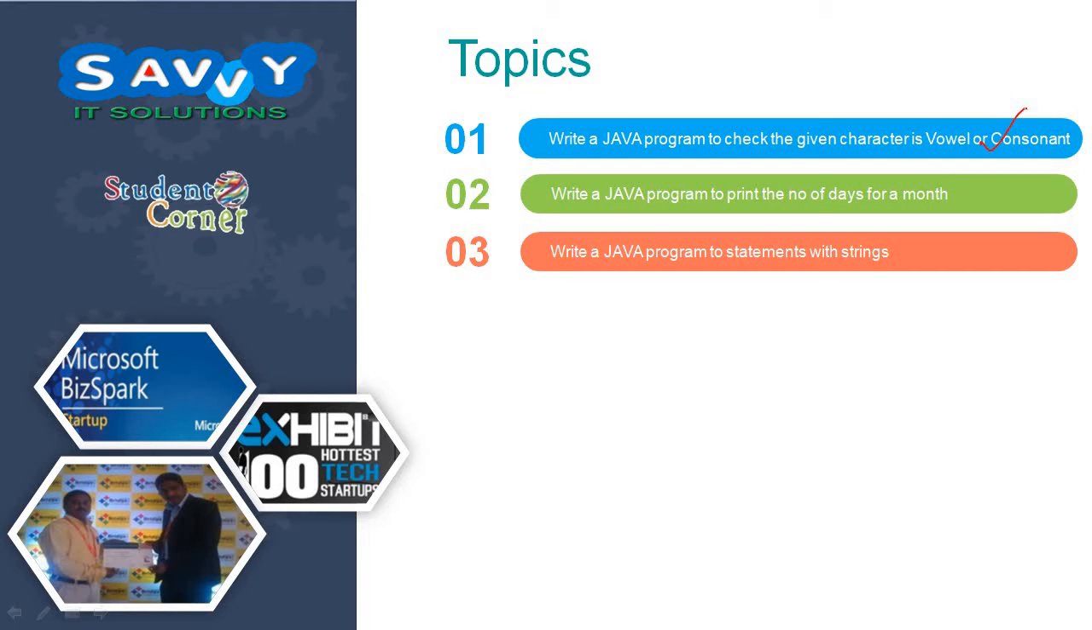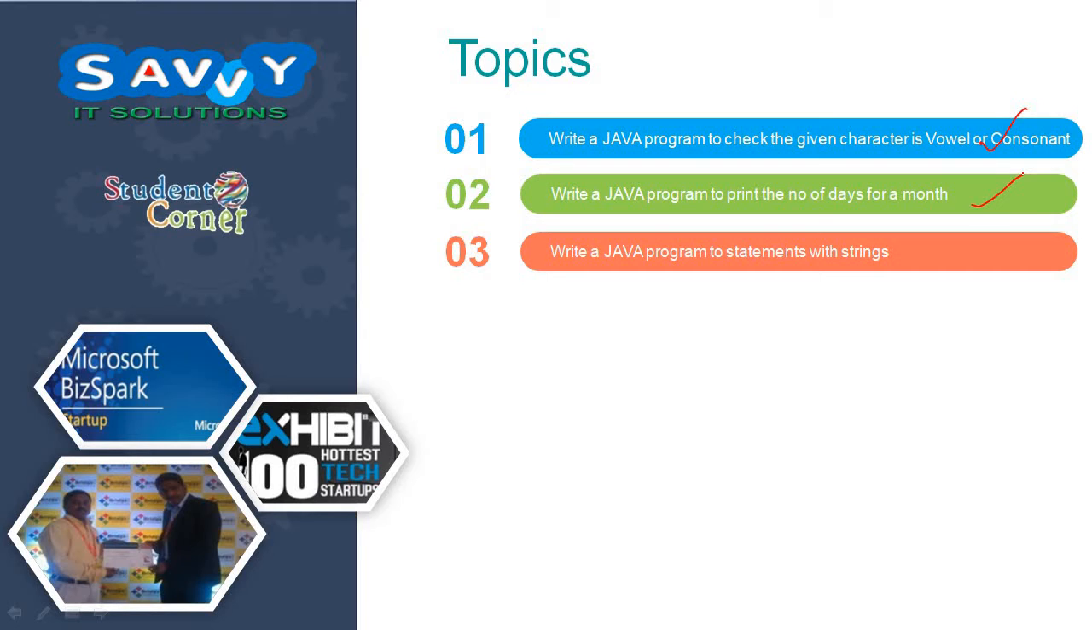The next one is write a Java program to print the number of days for a month. If I type Jan, it gives 31. If I type February, either 28 or 29. If I type March, it gives 30. Like that, based on the input, the output will be given.